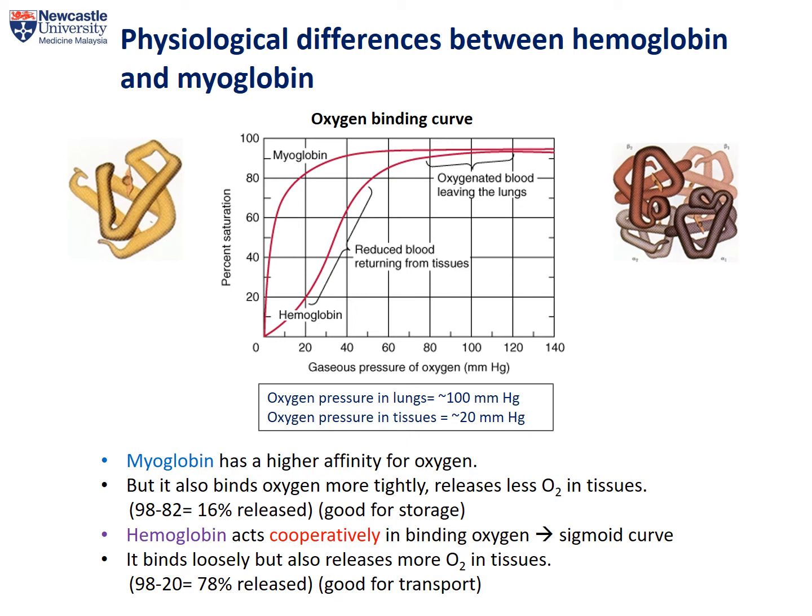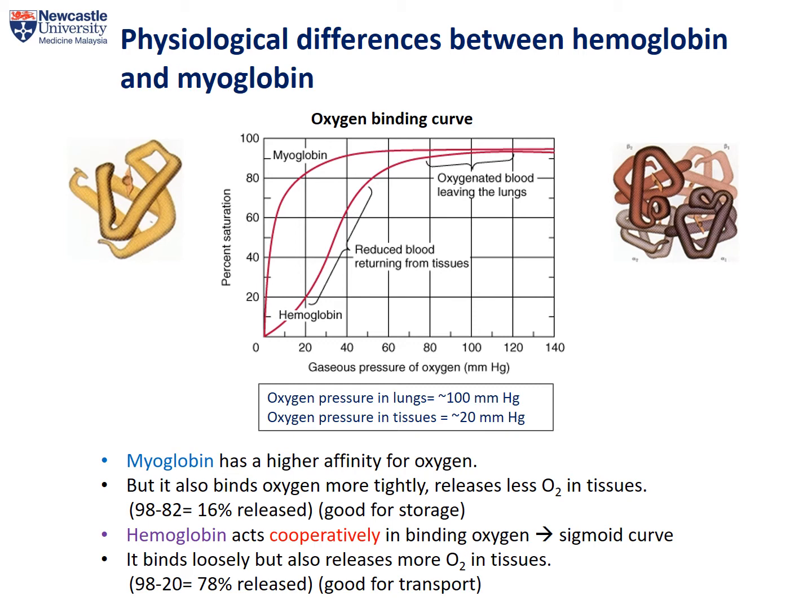To answer this question, let's look at the physiological differences between hemoglobin and myoglobin. So shown here is an oxygen binding curve for both myoglobin and hemoglobin. On the y-axis, you have oxygen saturation measured from 0 to 100%, and on the x-axis, you have the oxygen partial pressure measured in millimeters of mercury.